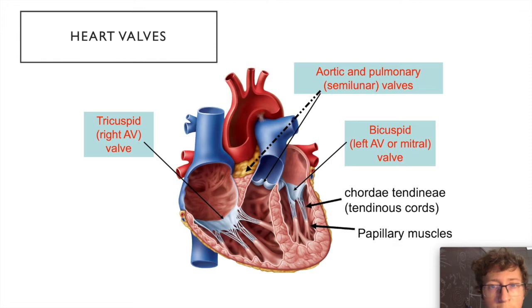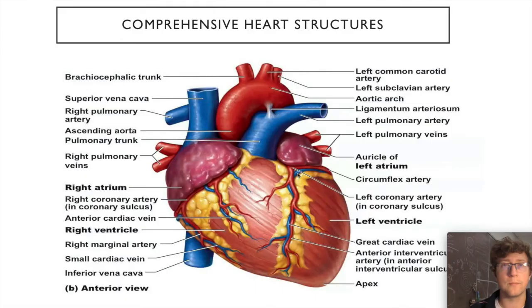The other class of heart valves are the semilunar valves. So these are the gateway into the pulmonary system and the systemic arterial circulation. So the pulmonary valve is at the base of the pulmonary trunk, and then the aortic semilunar valve will be at the base of the aorta.